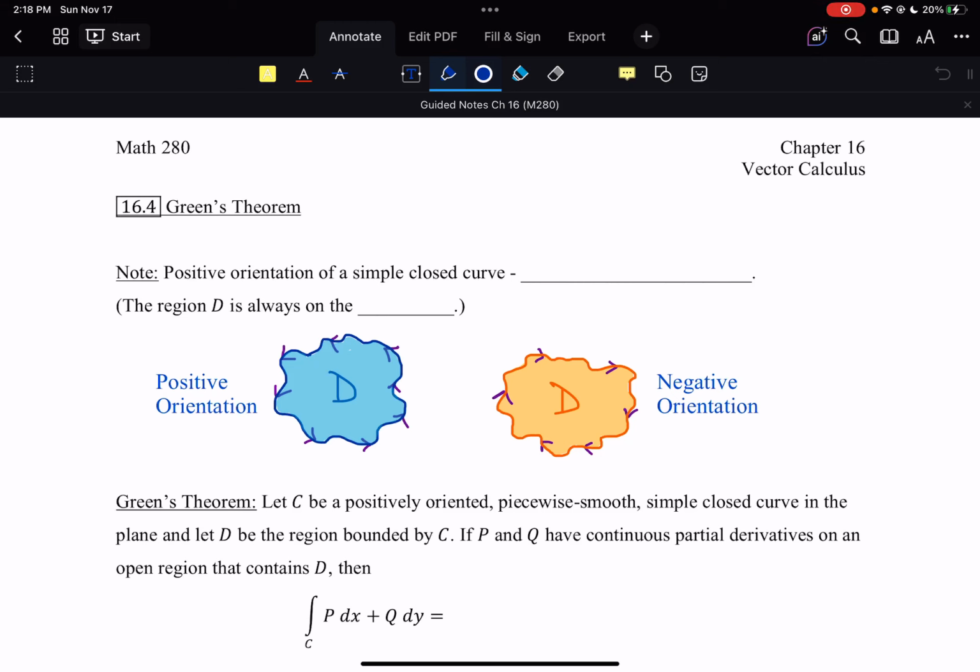Welcome to section 16.4. In this section, we're going to be looking at some additional properties and theorems that allow us to solve line integrals in ways that we couldn't before. So the major theorem we're going to talk about in this section, of course, is Green's theorem, the name of the section. In order to utilize Green's theorem, we have to talk just briefly about the concept of orientation of a curve. So we consider positive orientation of a simple closed curve to be counterclockwise.